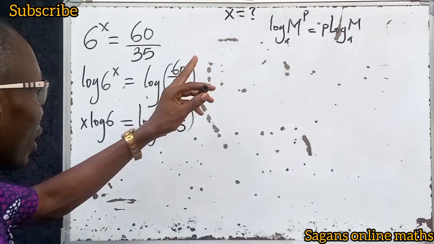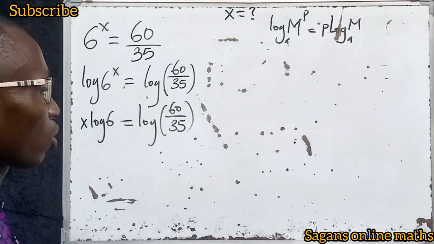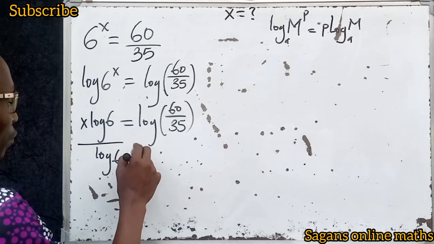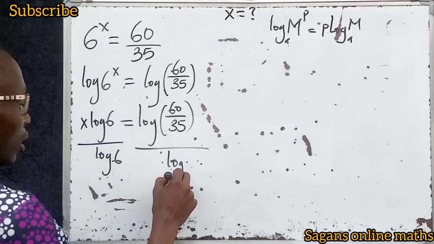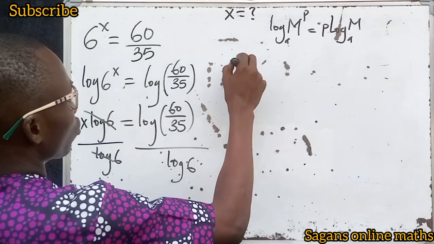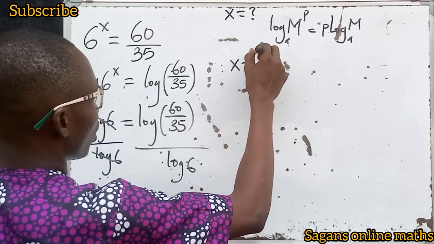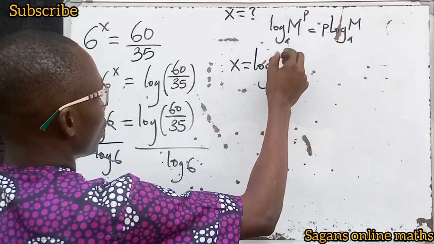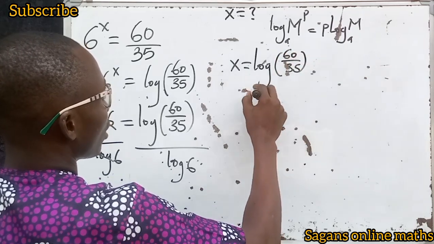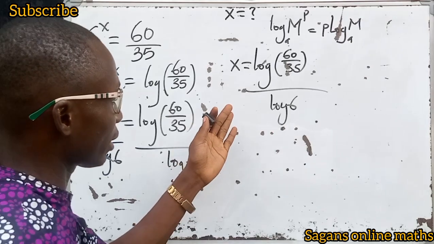Now remember we are asked to look for x. So what are we going to do here? We're going to divide both sides by log 6. So if we divide this by log 6, and divide this by log 6, this will cancel out this, we all know. So now our x will be equal to, from here we can do something very interesting, the log of 60 divided by 35, all over log 6. This is the value of x.